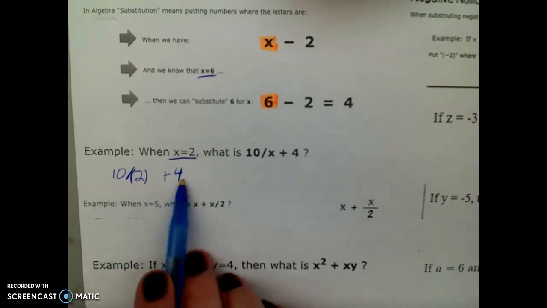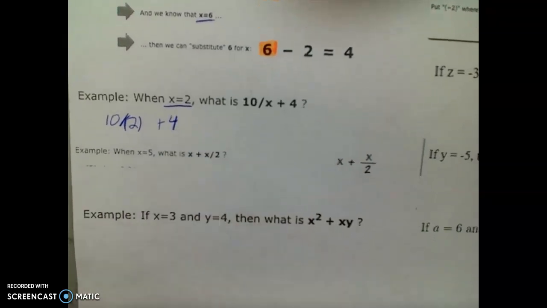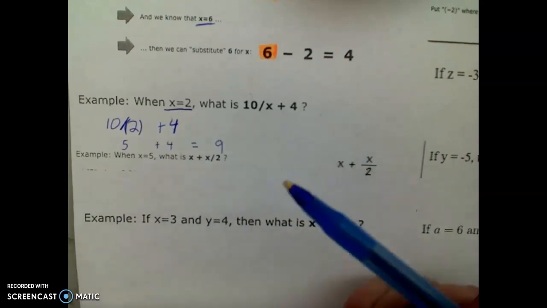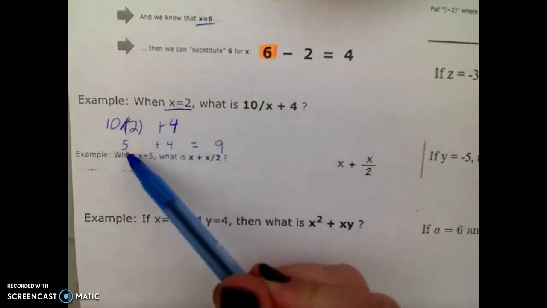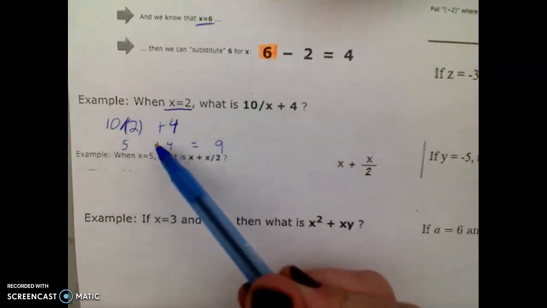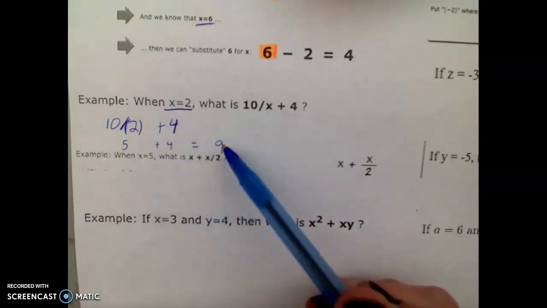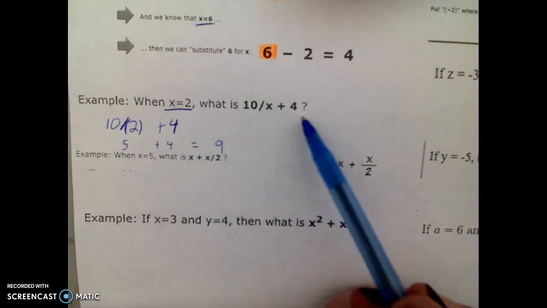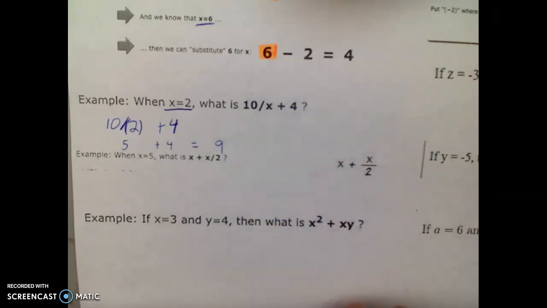Now that I have this problem right here, in order to solve, I need to use order of operations to solve it. Go ahead, go. So we had division, which I should do first. 10 divided by 2 was 5. If I bring down the add 4 to that, 5 plus 4 is 9. Voila! So I substituted, and this expression right here is equal to 9.